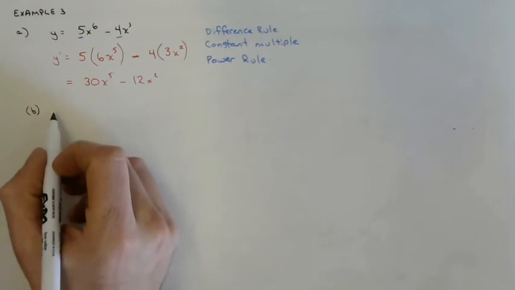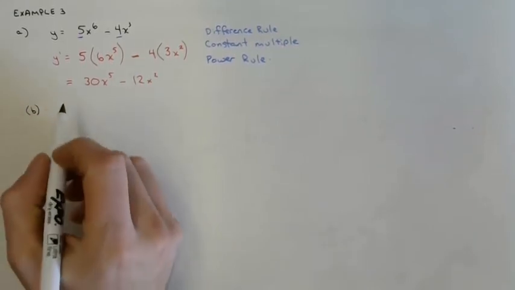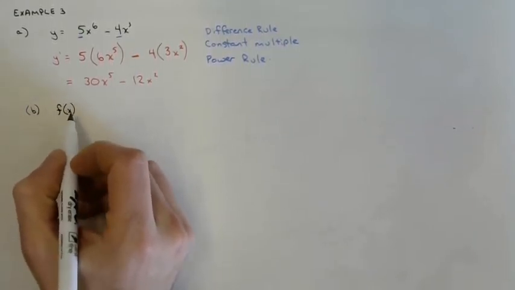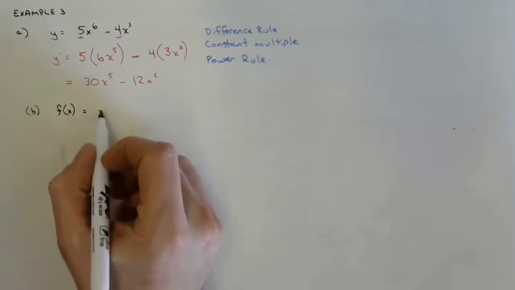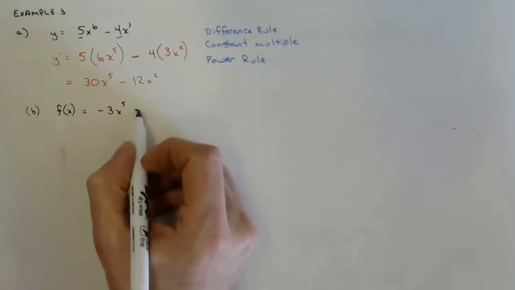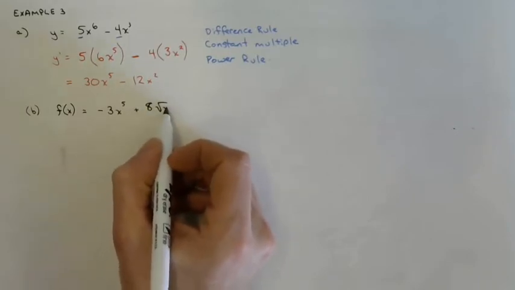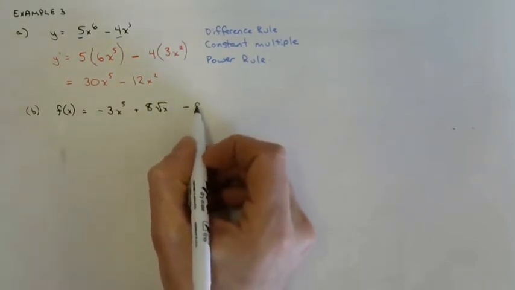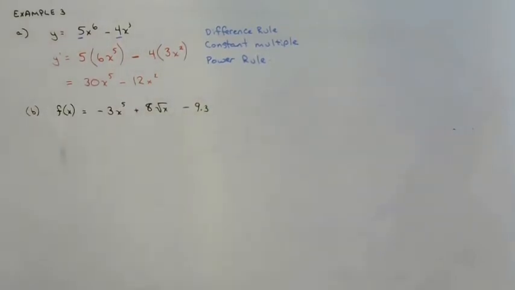B. Sorry, this one's written in function notation. f of x equals negative 3x to the power of 5 plus 8 radical x minus 9.3.